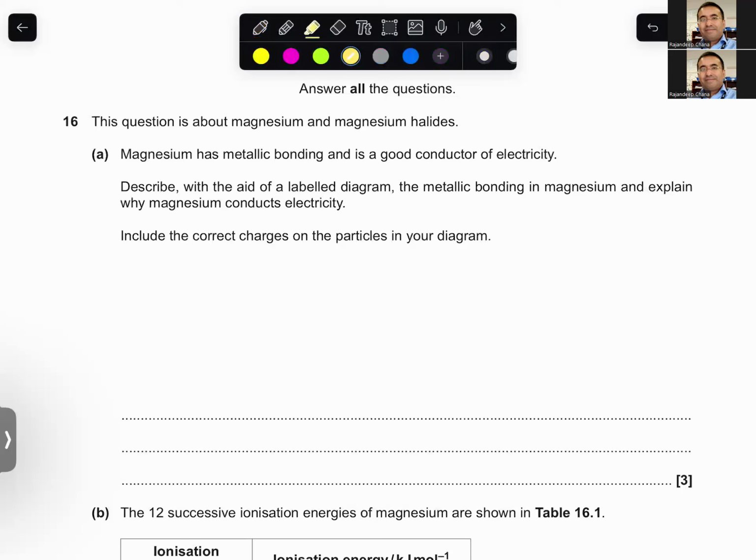First part, it's asking: magnesium has metallic bonding and is a good conductor. Draw a diagram. Labeled. Many times I see students not labeling their diagrams. The metallic bonding in magnesium, and explain why it conducts electricity. Include correct charges. They don't normally say this for a type of element like this, so that's a big hint there.